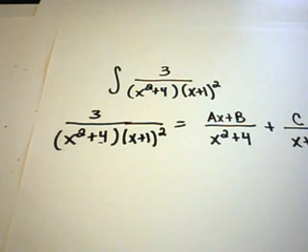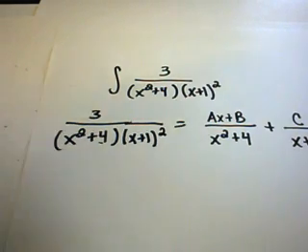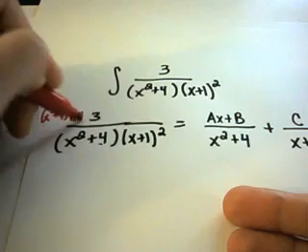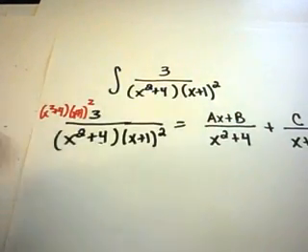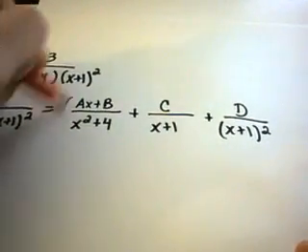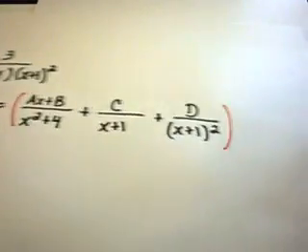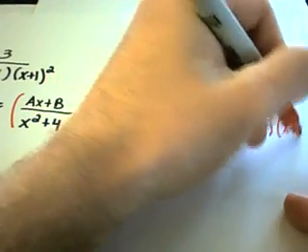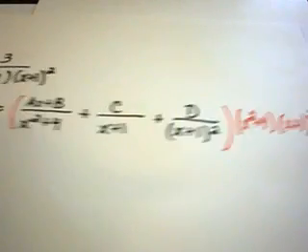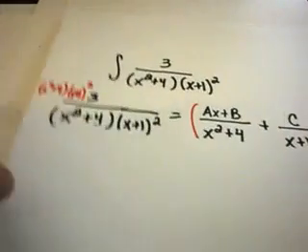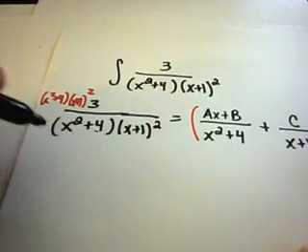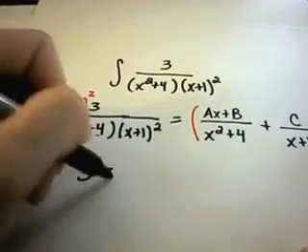I'm going to do the same thing though. I'm going to multiply both sides by the denominator. So I'm going to multiply the left side by x squared plus 4, x plus 1 squared. Sorry, it's kind of sloppy there. And I have to do the same thing to the right side, so I'm going to multiply by x squared plus 4, x plus 1 quantity squared. On the left side, if you multiply by the denominator, you're just going to get the numerator. So the only thing we're left with on the left side is our 3.